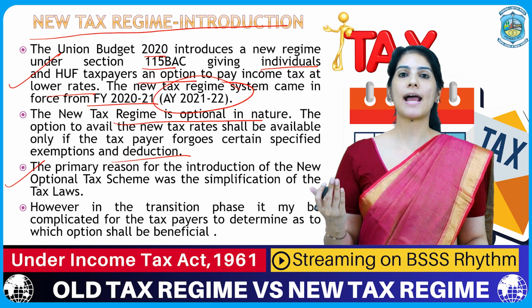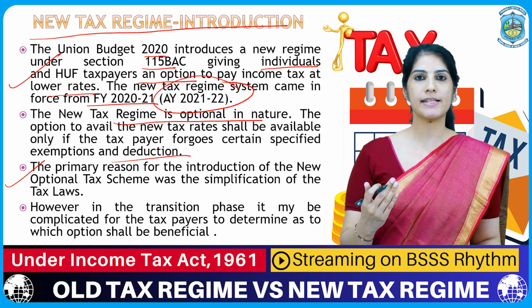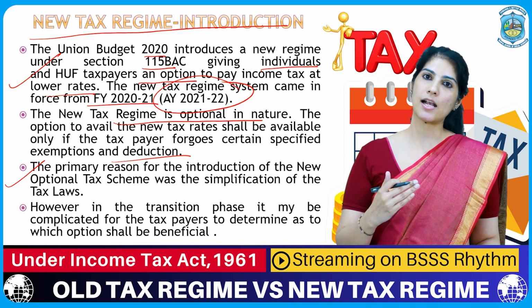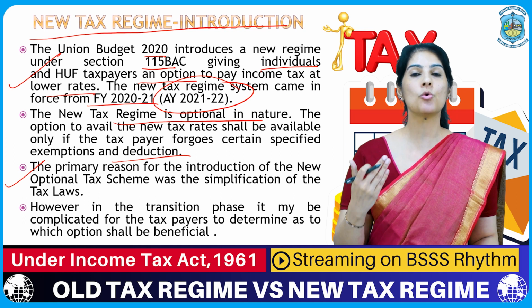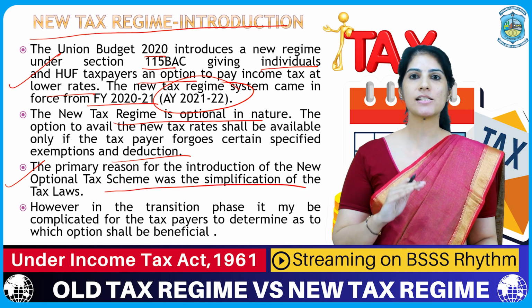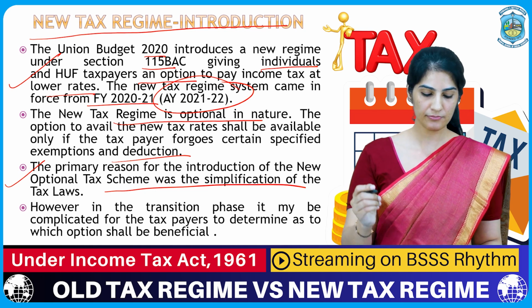Why was the new tax regime implemented? The new tax regime was implemented with a view to increase the disposable income of individuals and Hindu undivided family, and also to make the tax laws and the tax structure simpler.